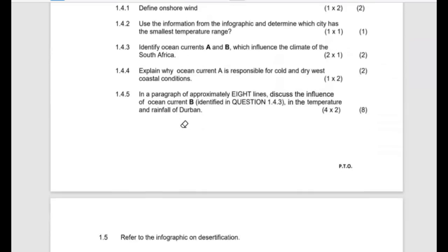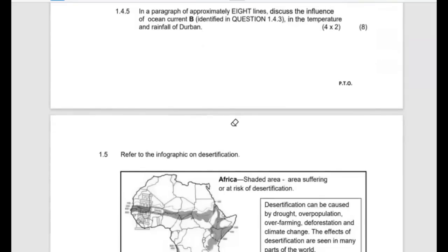So ensure also when you're answering this question, you give responses on temperature and also you respond on rainfall. You must not just respond on one aspect, respond equally on the two aspects in the question so that you balance your discussion and you will be able to get your 8 marks for the paragraph. Right, I'll move on to the next question.